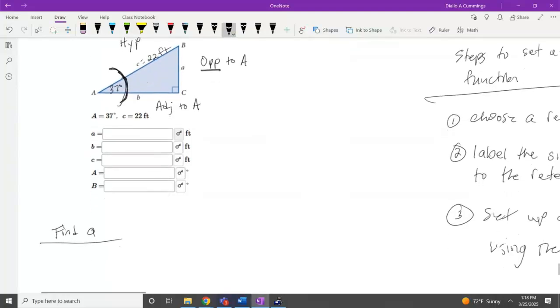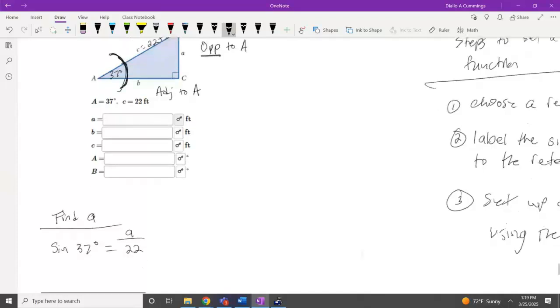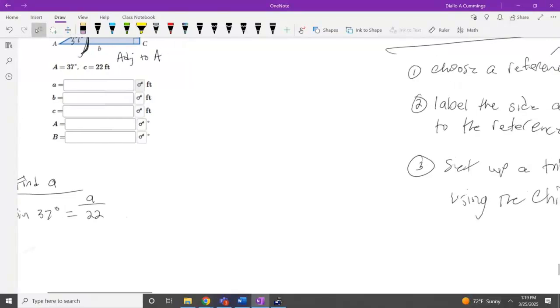So here's how I'm going to write that out. The sine of angle A, which is 37 degrees, is equal to the opposite to angle A. I don't know what that opposite side is, so I'm just going to leave it as A. That's what we're actually solving for. Divided by the hypotenuse, which is 22. And now we want to solve for A.